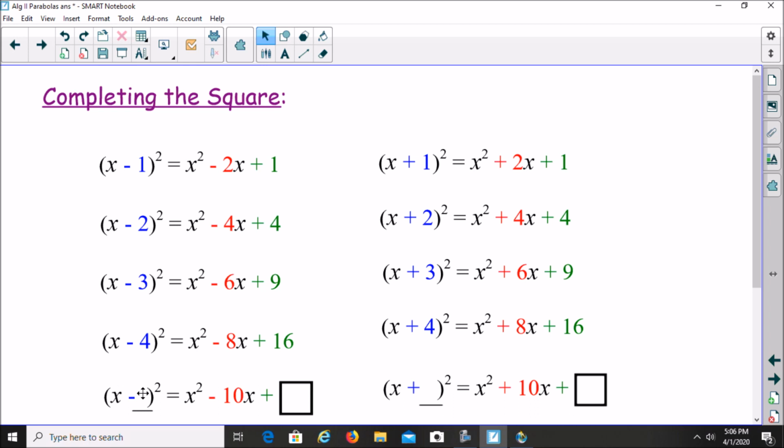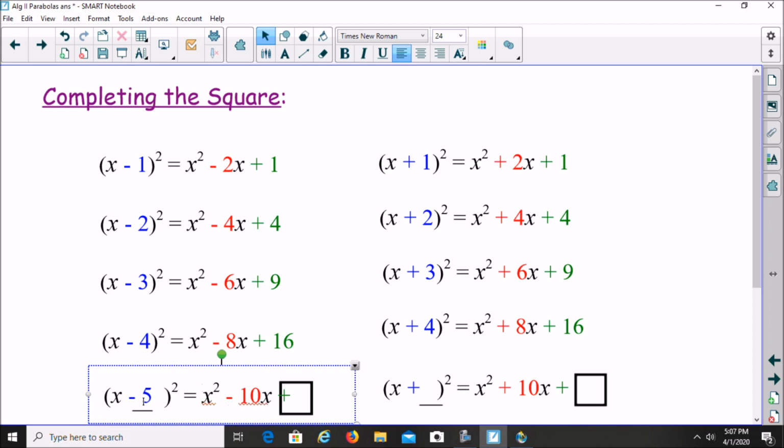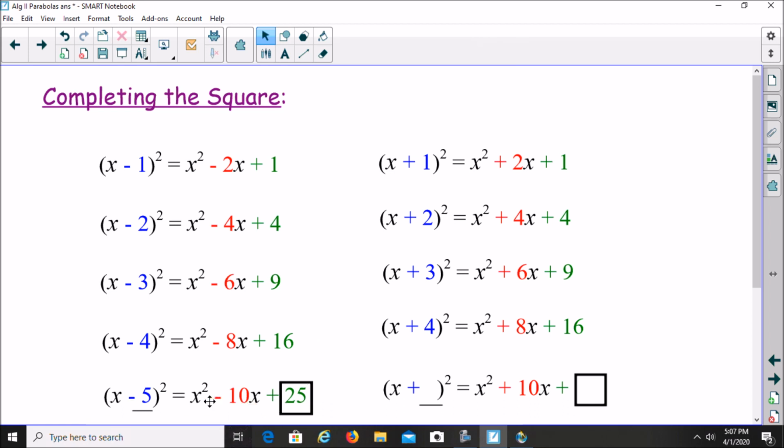Towards the bottom of my screen, I have some unfinished perfect squares, which gets to the process of completing the square. Since the red number is twice the blue number, I know I need to cut the red number in half in order to get the blue number. Half of negative 10 is negative 5. When I square the negative 5, I'll get the green number. (−5)² is 25. So if this were x² − 10x + 25, it could be rewritten as (x − 5)².